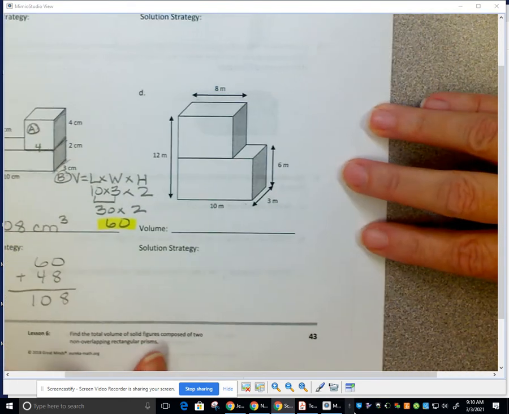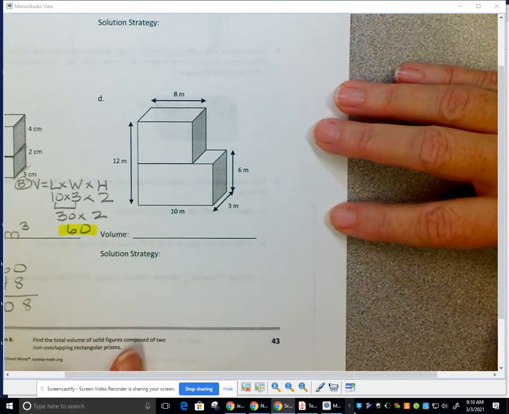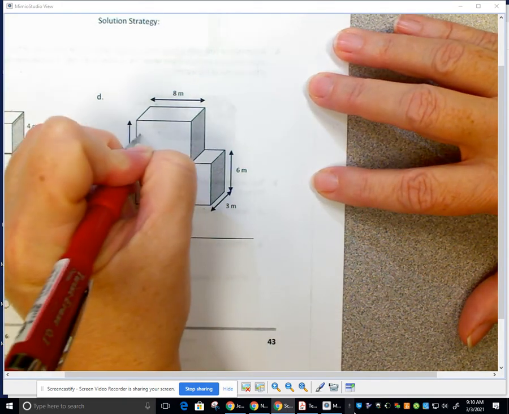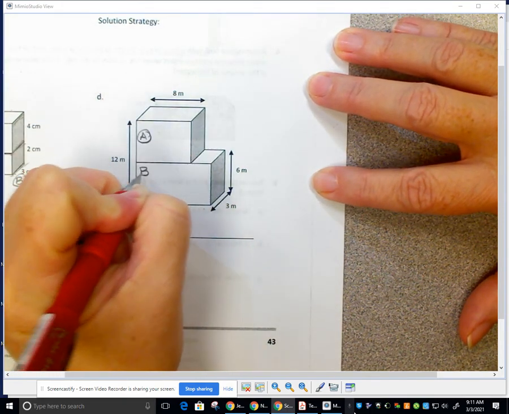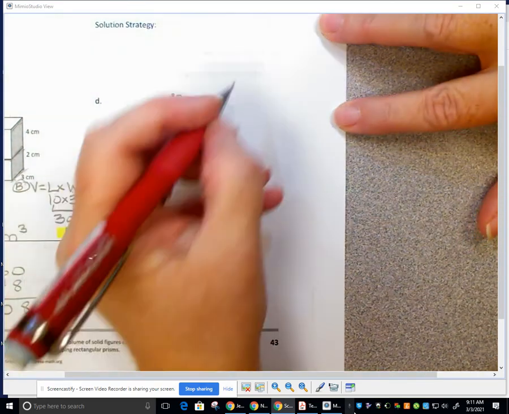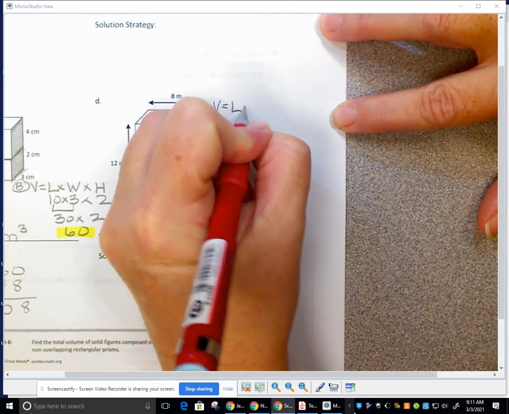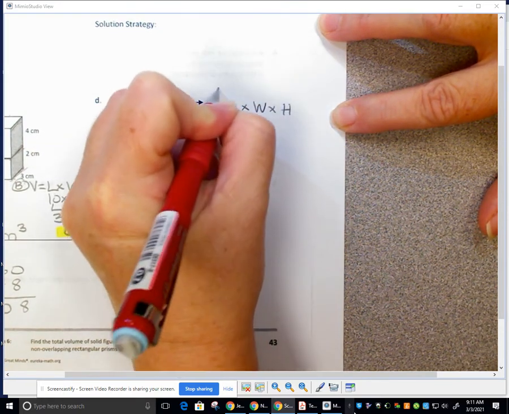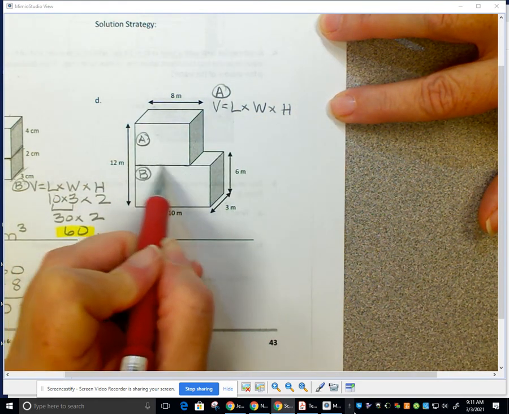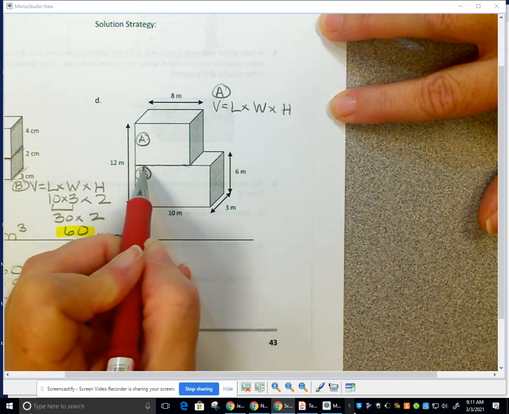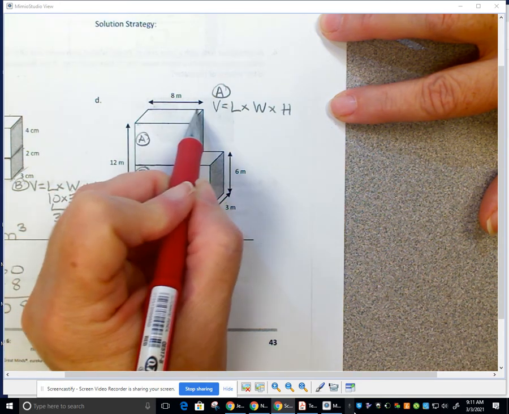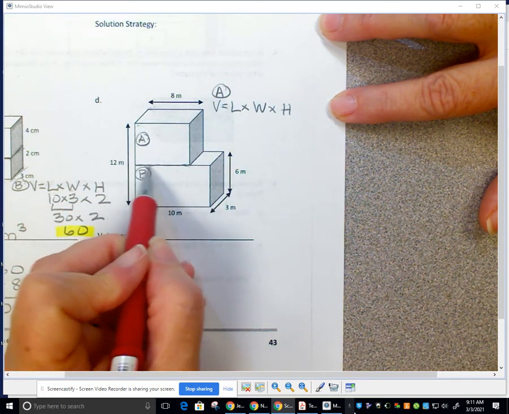Okay, let's go to D. Got two different sections. Let's call this A and let's call this B. I'm going to get the volume of A first. Okay, so I'm going to say volume equals length times width times height, and this is for A. So my length from here to here, I don't see a number. Let me find other lines from here to here. That doesn't have a number, but from here to here, if this is 8, then this is 8, so this is 8.